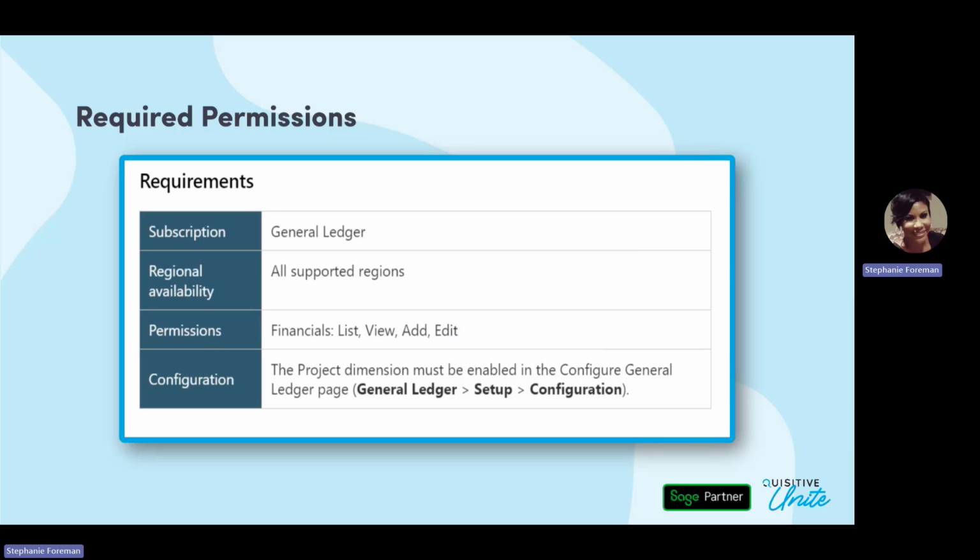I'd also like to make a note that you have to be using the project module. You can't have repurposed another dimension, say territory or class, to be project. It has to be a natural project dimension.